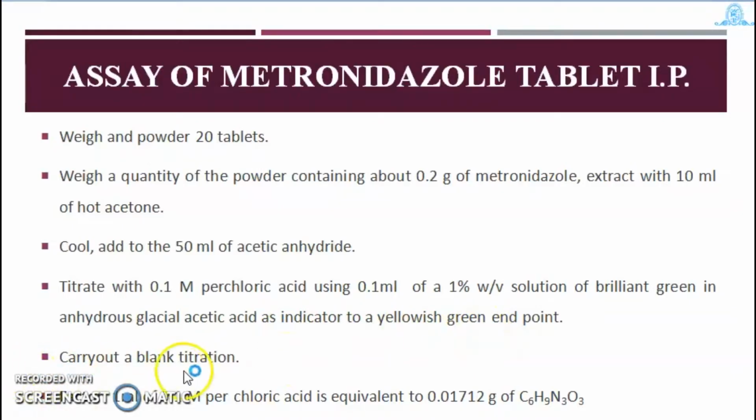Similarly, we have to carry out a blank titration. The factor for the calculation is that 1 ml of 0.1 molar perchloric acid is equivalent to 0.01712 gram of metronidazole.